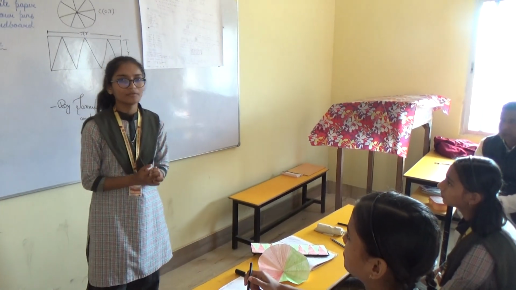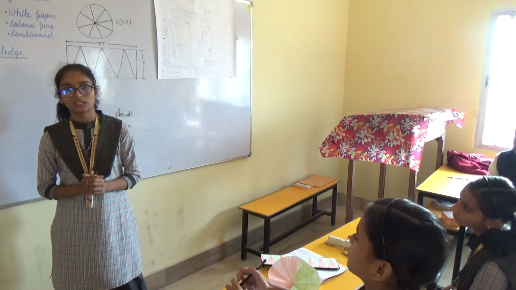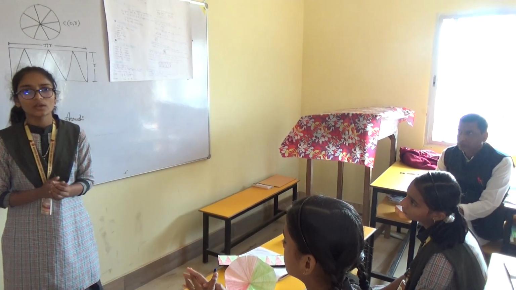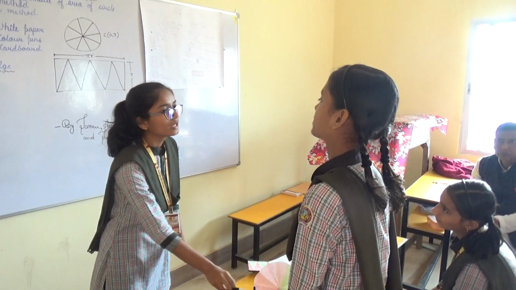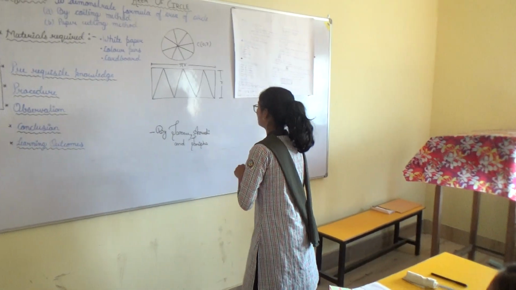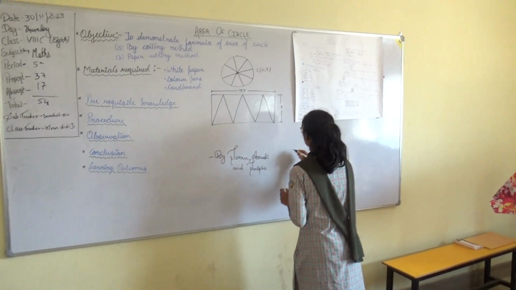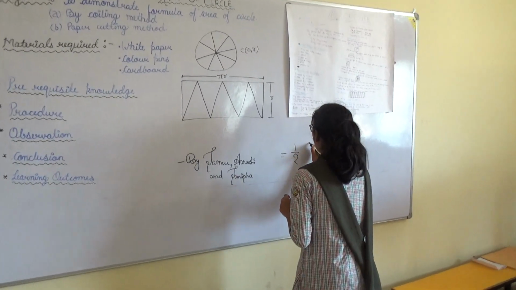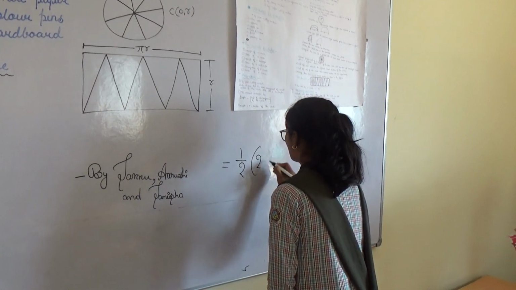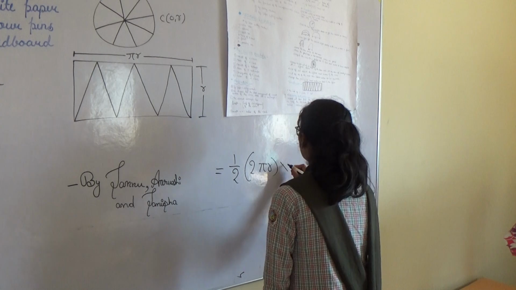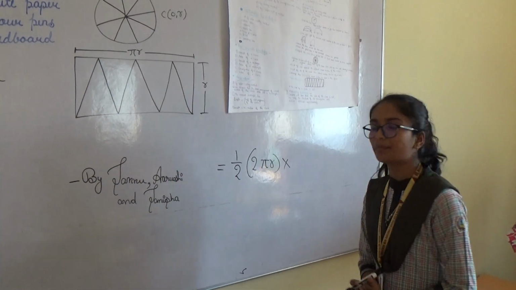Then we will find the area of this rectangle. Does anyone know the formula for the area of a rectangle? Yes, length into breadth. So here we will use half of the circumference of the circle, pi r, as the length and 2 pi r into radius as the breadth.